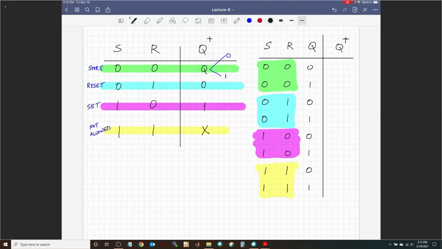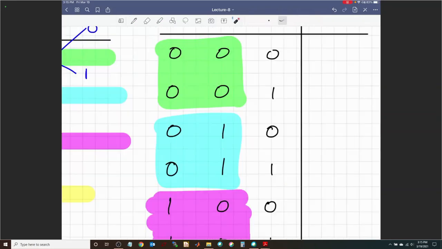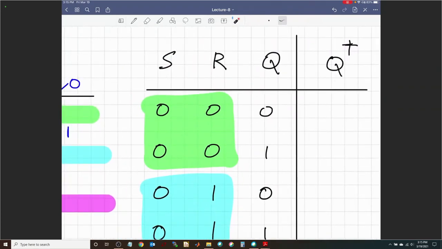All right. Question. What should I put here? Zero, one, zero, zero, one, one, X, X. All right. Excellent. That's right. So I'm in my store state. So whatever it was earlier is going to remain as is. So this should be zero. It was a zero. It will continue to be a zero. Next. It was a one. It will continue to be a one. Stored.